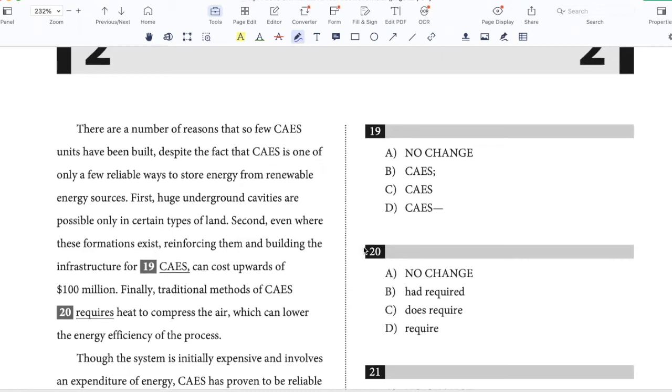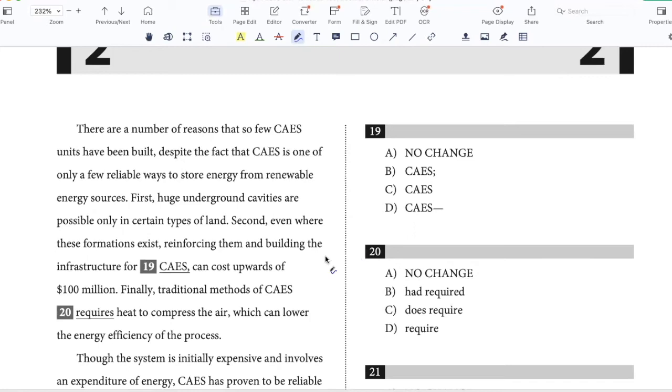There are a number of reasons that so few CAES units have been built, despite the fact that CAES is one of only a few reliable ways to store energy from renewable sources. First, huge underground cavities are possible only in certain types of land. Second, even where these formations exist, reinforcing them and building the infrastructure for CAES can cost upwards of $100 million.